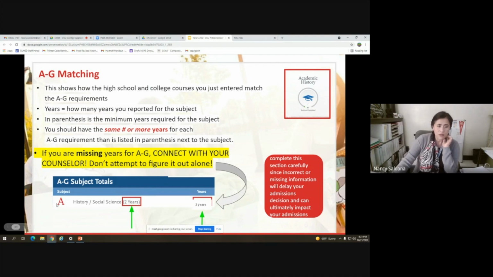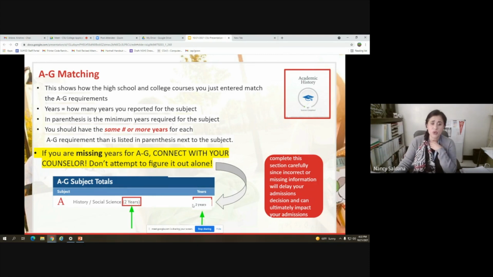So for A through G purposes, history, you're required to complete 2 years. So the years box, it's going to be blank, but once you're done inputting your coursework, it needs to state that you completed 2 years, because that's how you would be meeting that specific A through G subject requirement. So again, whatever number is in the parentheses is the same number that you should have here.